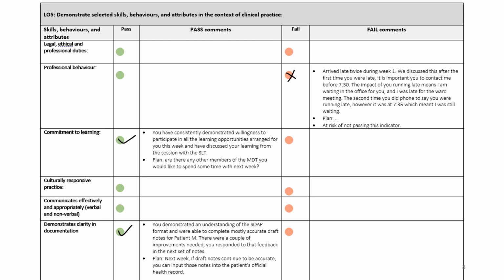So again, with these plans, similarly to the previous slide, I've written the commitment to learning one as a question. In this example here for the documentation, I've written the plan as what you ideally would like the student to be able to do. So that's if their draft notes continue to be accurate, they can input them into the patient's official health record. But again, we do encourage you to try and phrase this as a question to engage the student with that learning.